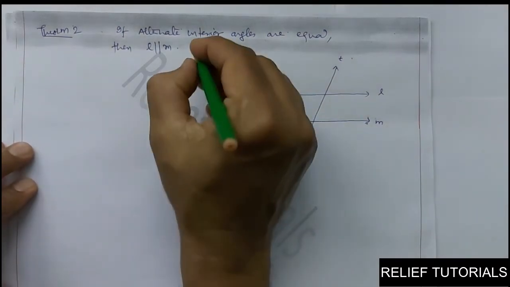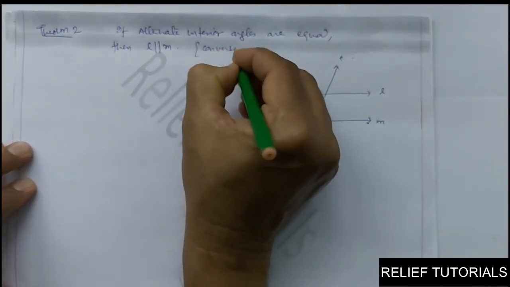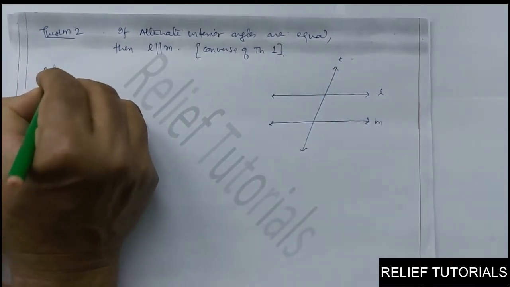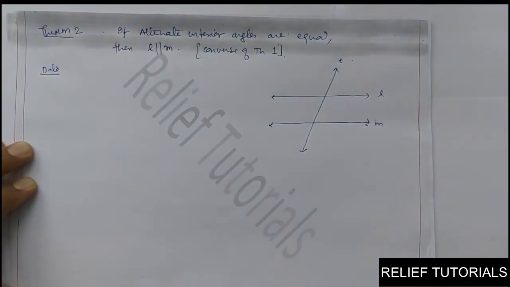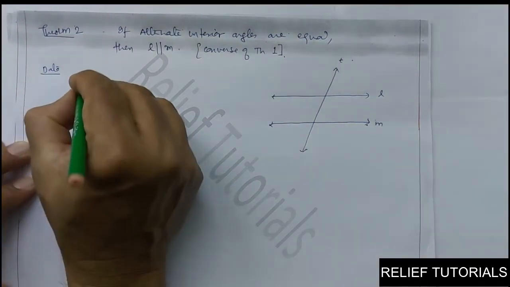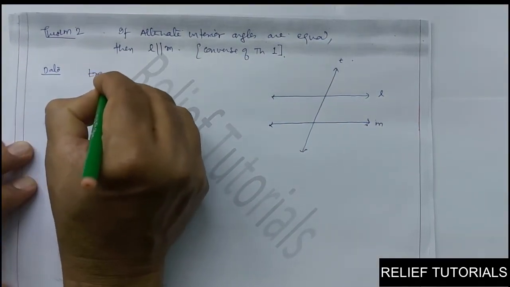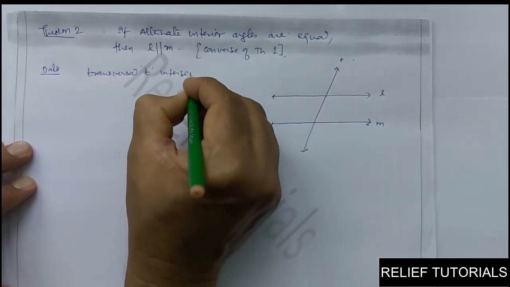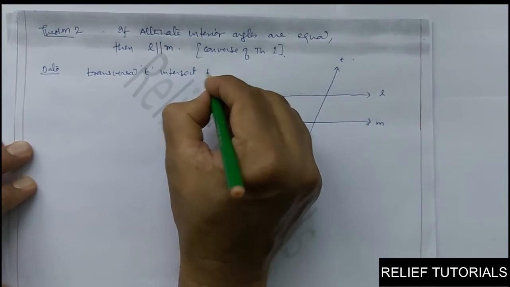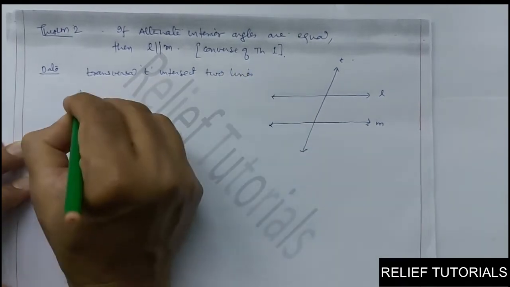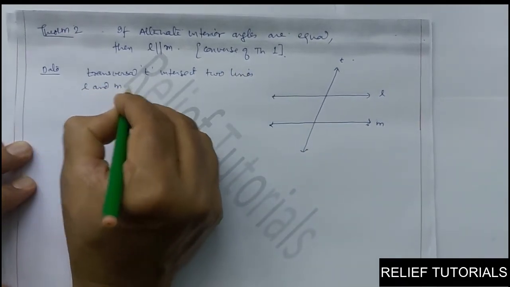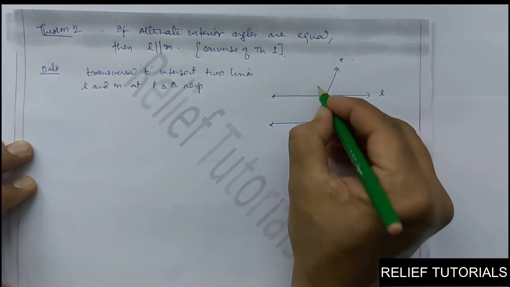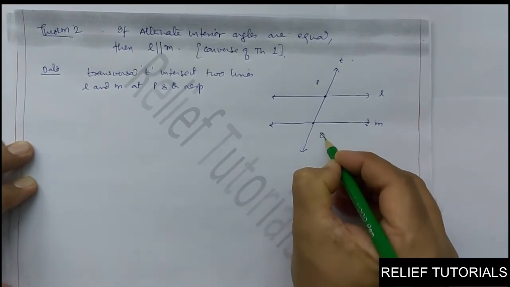So we say converse of theorem 1. First we will write the data. What is given? The transversal T intersects two lines L and M at P and Q respectively. Here this we will take as P and this we will take as Q.